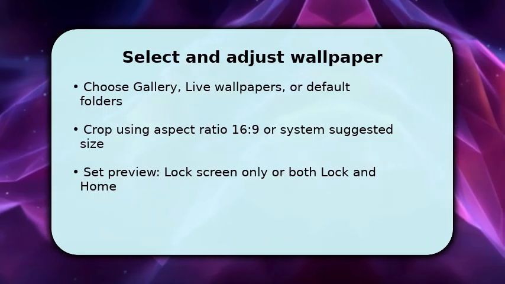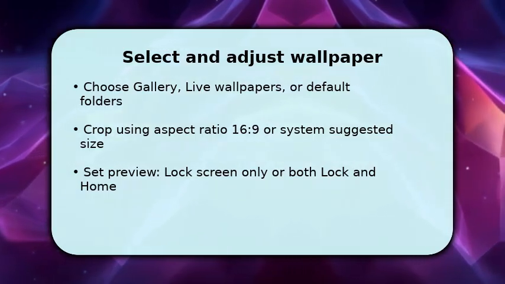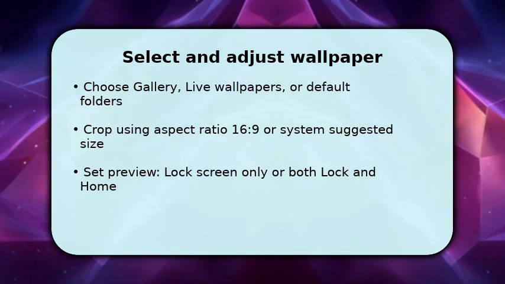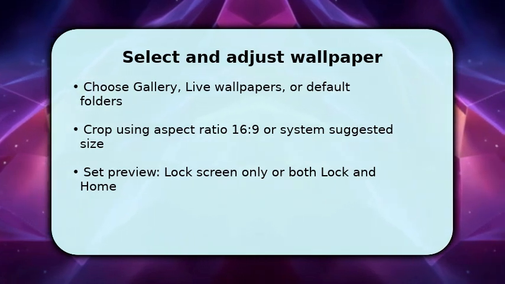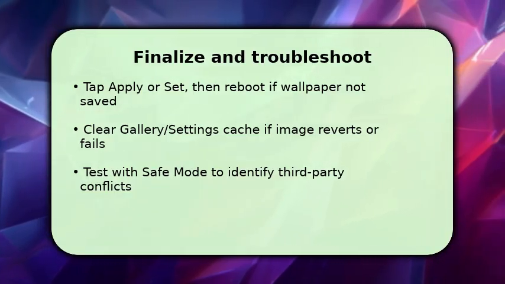Then choose Apply as lock screen or both. Once set, preview the lock screen to verify alignment and legibility of clock and notifications. You finish by tapping Apply or Set, and then lock the phone to confirm the change appears.